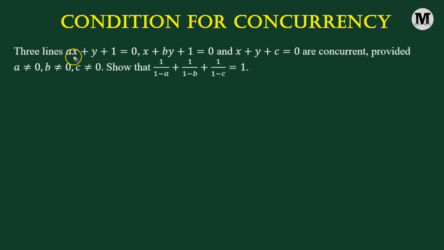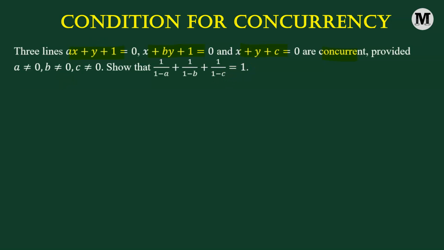So here in this problem, we have three lines whose equations are given to us. And it's given that these three lines are concurrent. That means they meet at the same common point, or they intersect at the same common point. And here A, B, and C are non-zero numbers. We need to show that 1 over 1 minus A plus 1 over 1 minus B plus 1 over 1 minus C equals 1.